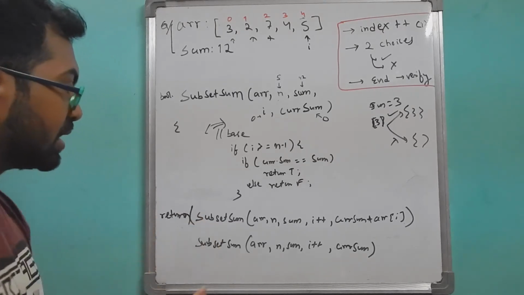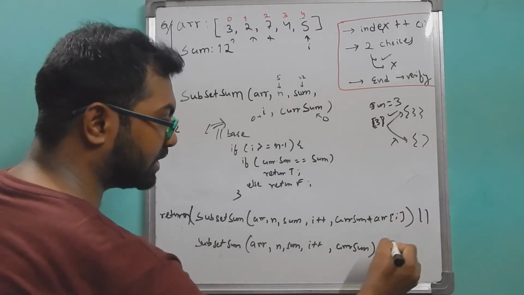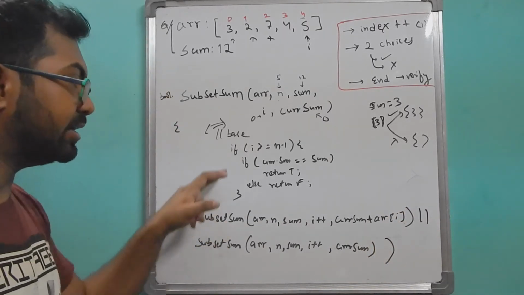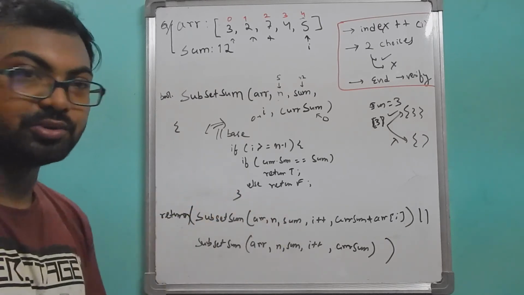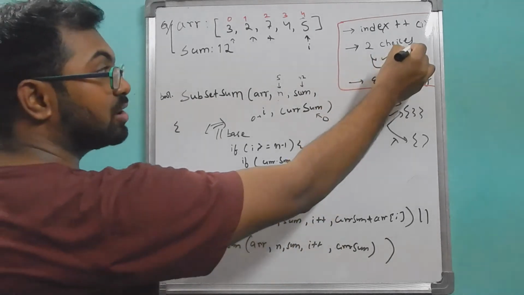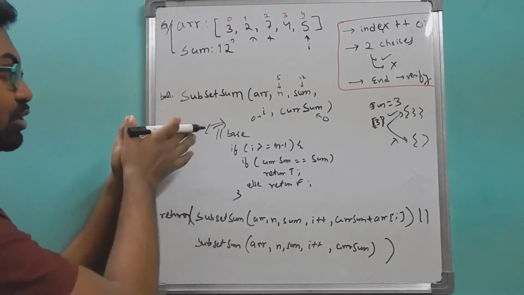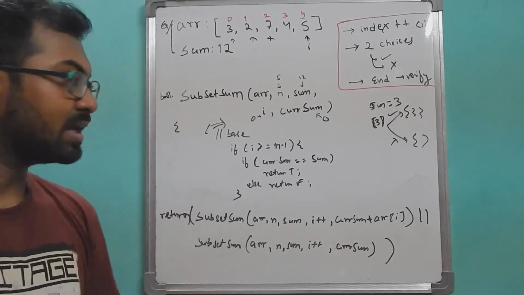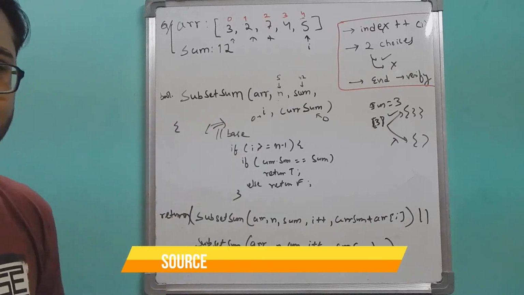What do we return? We return the OR of it. Why OR of it? Because any one of them can return true, or any one of them can return false, or both of them can return true. So in this case, since we are verifying both the choices, we can take OR of it and we can return the final boolean solution, which will be the answer. So yeah, that should be the whole code basically.